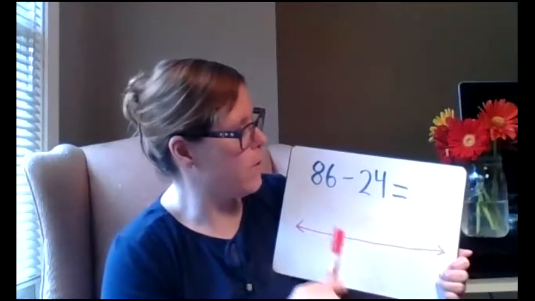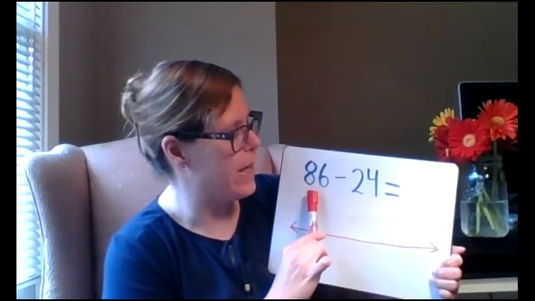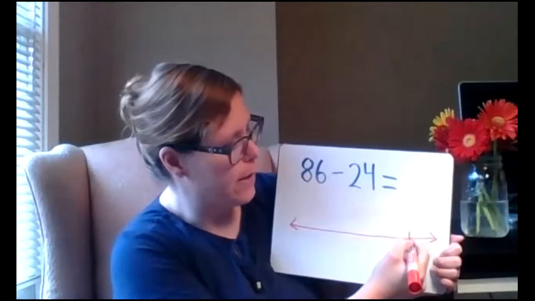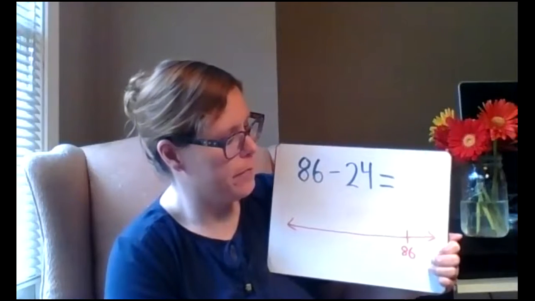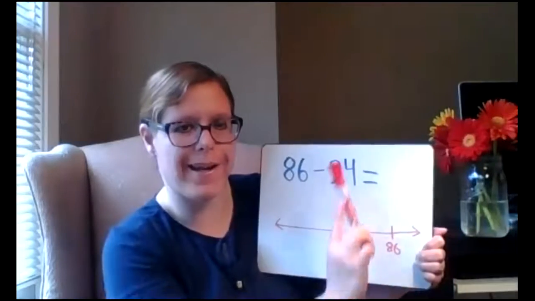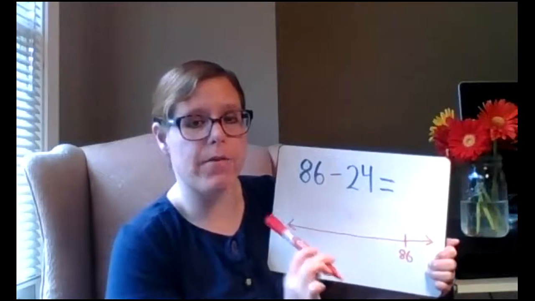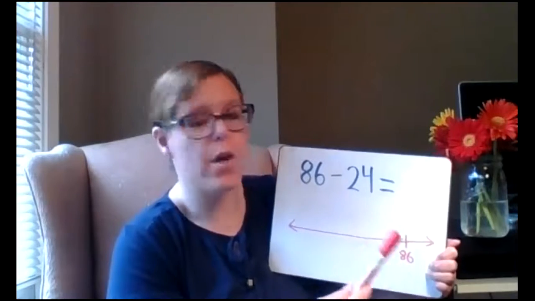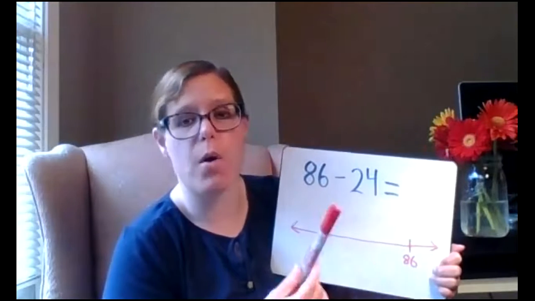So let's see. We already know what number we ended up with altogether, and that was 86. So I'm going to write down here 86. And this time, instead of jumping forward because we're getting more, we're going to be taking away. So we need to jump back. Remember before we talked about jumps. We can do big jumps of 10 or smaller skip jumps of 1.